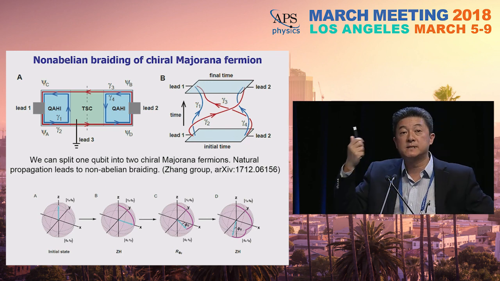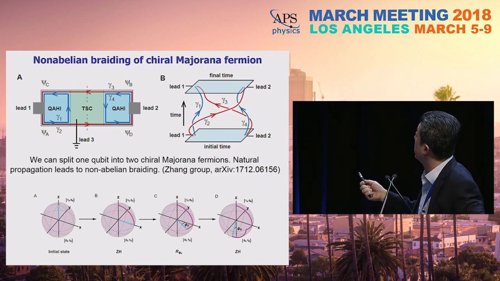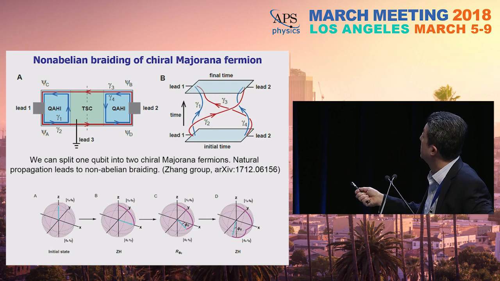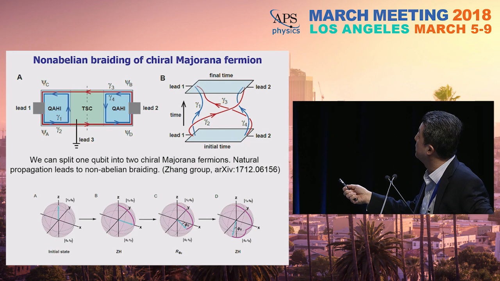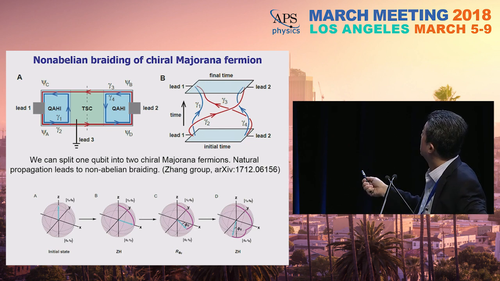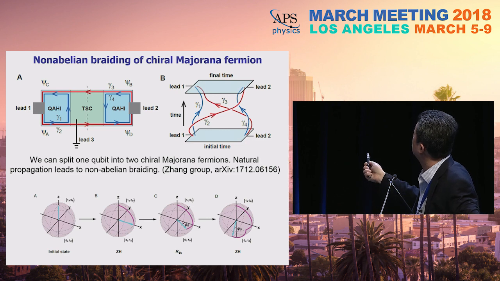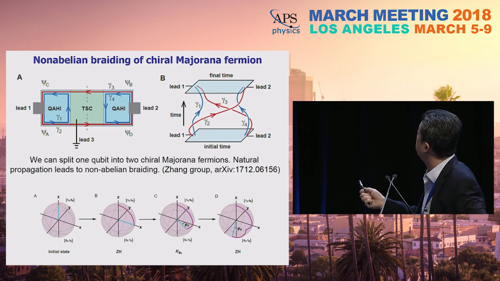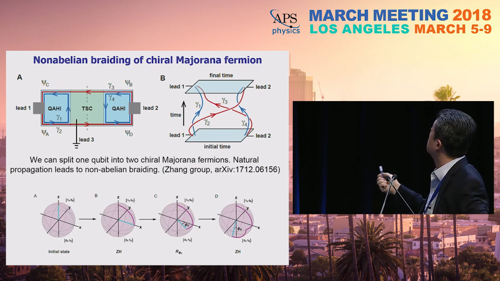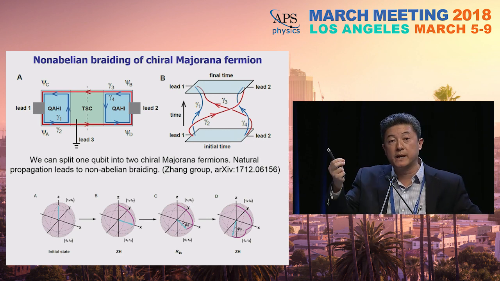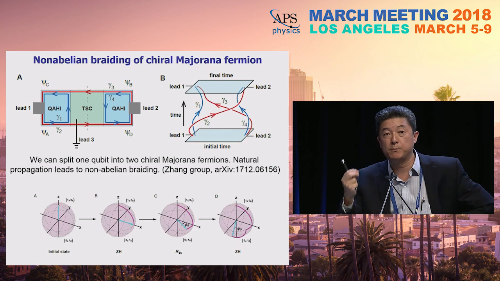So if you look at the space-time diagram of these chiral Majoranas, from lead 1, gamma 1 starts from lead 1, went back to itself. Gamma 2 starts from lead 1, but went to lead 2. On this side, gamma 3 started from lead 2, but went to lead 1. And gamma 4 starts from lead 2, but went back to lead 2. So this is the space-time diagram of the propagation of these chiral Majorana particles.